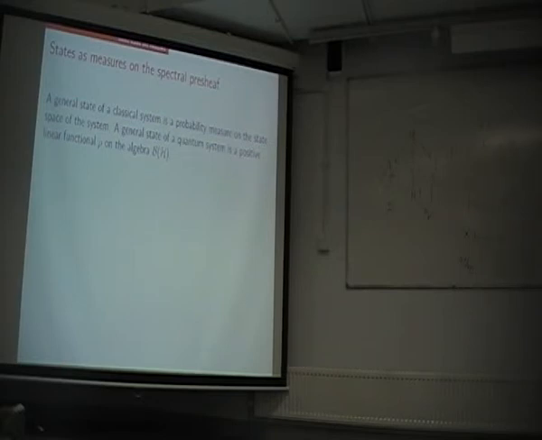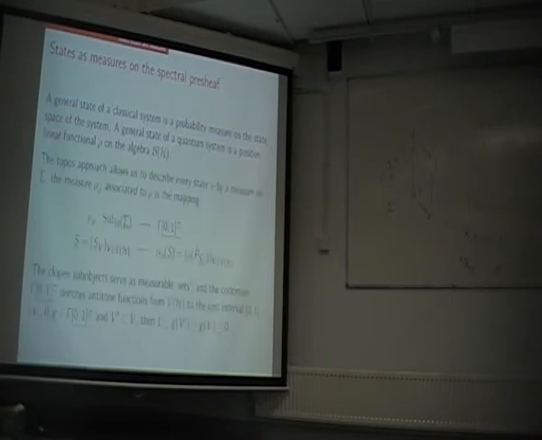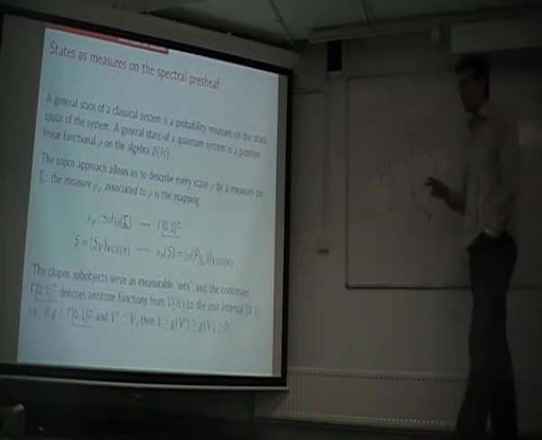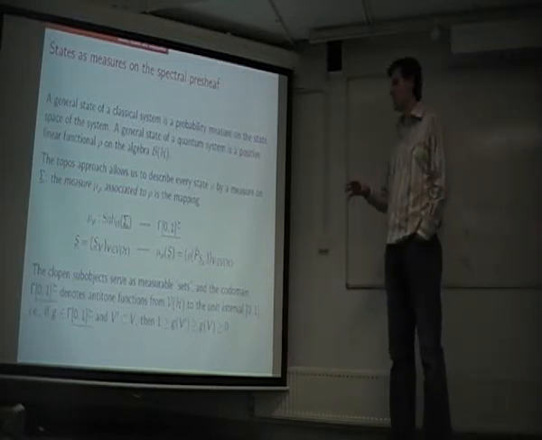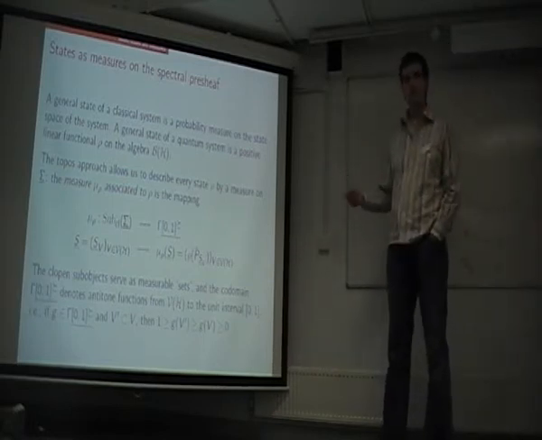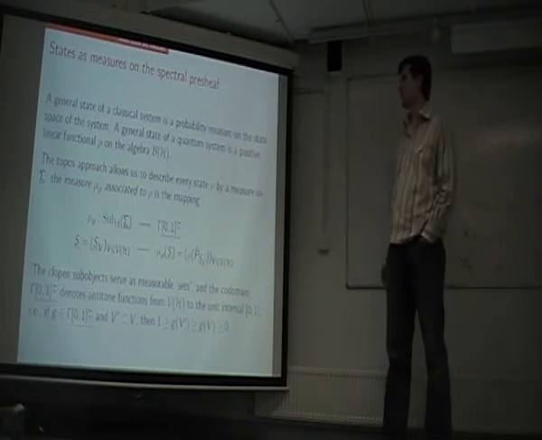Five minutes, Andreas? Yeah. Okay, thanks. Yes, mixed states. So actually, I'll say a few words on mixed states. Well, a general state of a classical system is a probability measure on the state space of the system. The general state of a quantum system is a positive linear functional rho on our algebra. So seemingly very, very different things. But in the topos approach, we can do the following. We can describe every state by a measure on sigma in the following sense.